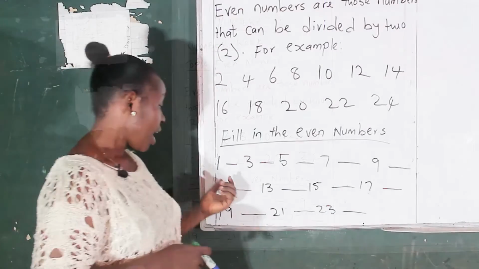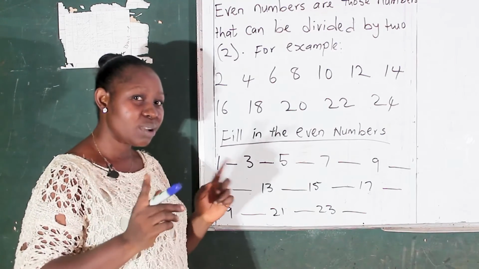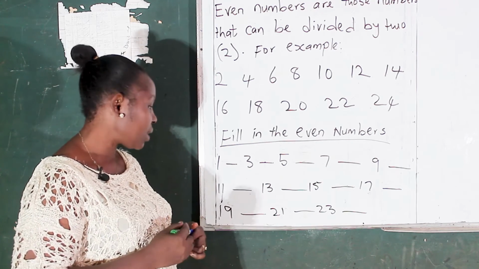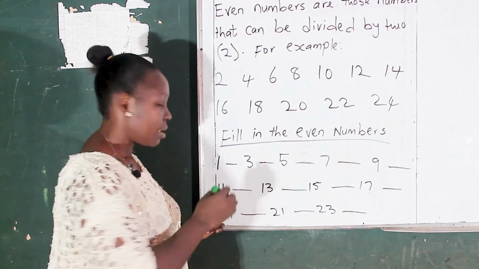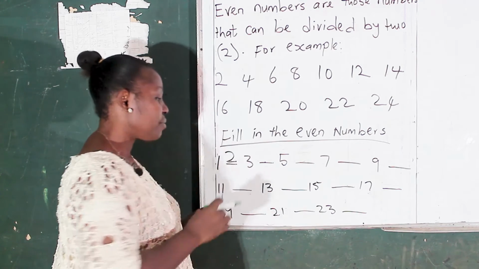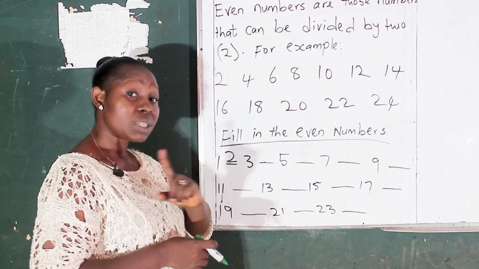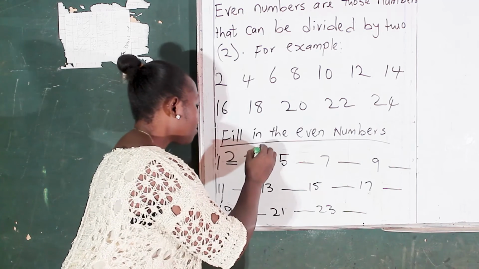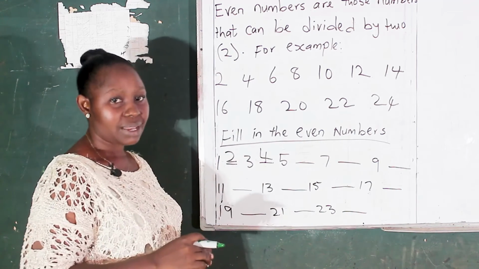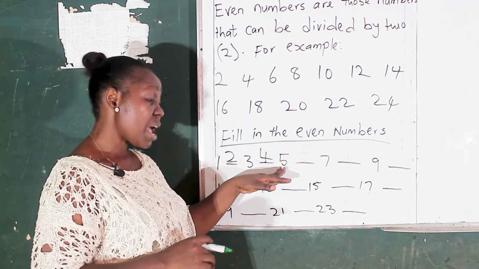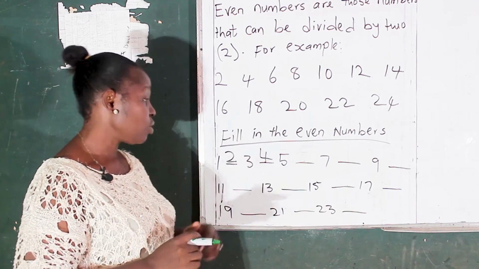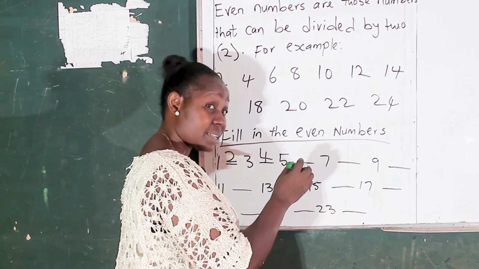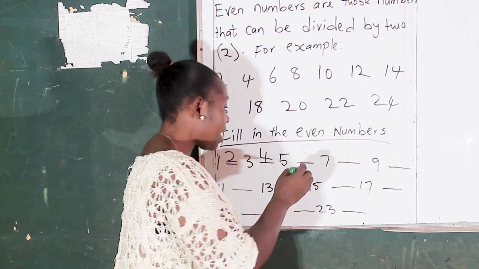Are you there? Here we have 1. 1 is not an even number. So here we're going to find the even number we're going to put here. What is that number? 2 is an even number. 3 is not an even number. So what even number is missing? 4 is an even number. The next one is 5. 5 is not an even number. The next one is 6. 6 is an even number. And how do we write the 6?